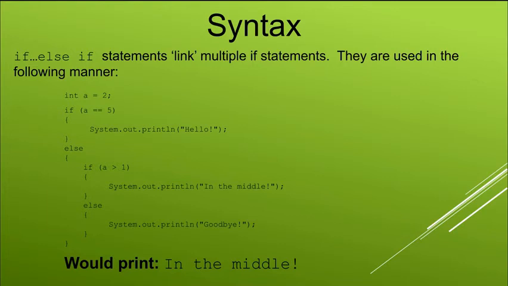Int a is set equal to 2. We test if a is equal to 5. It's not, so now we have to execute the else block. Inside of the else block is another if statement. This is our else if. And we test if a is greater than 1. It is, so we print in the middle. Since the first condition, a greater than 1, is true, we skip the second else. Therefore, the output of this program is in the middle.